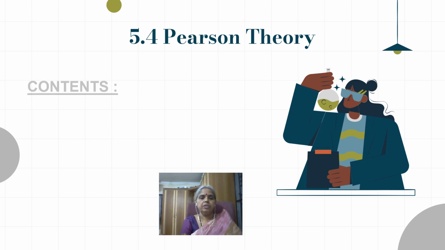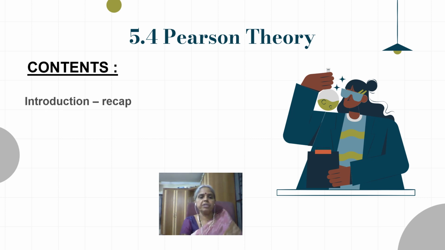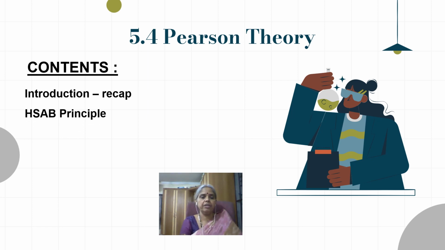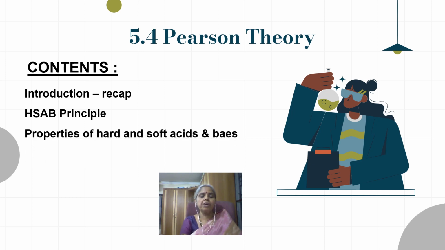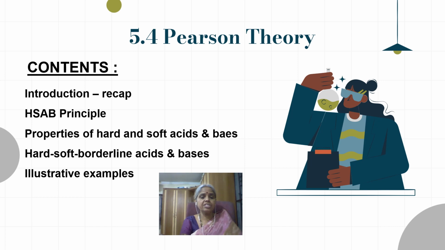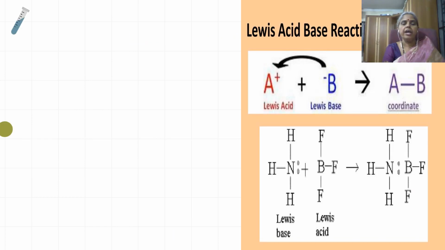Contents. The contents of this chapter are introduction and a recap of Lewis acid-base theory, HSAB principle, properties of hard and soft acids and bases, hard, soft, borderline acids and bases, illustrative examples and some limitations.